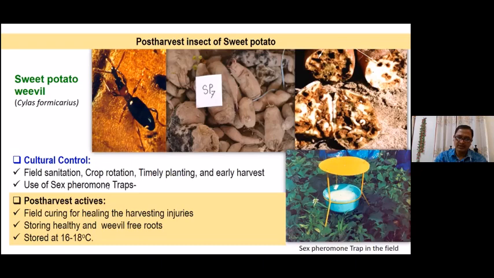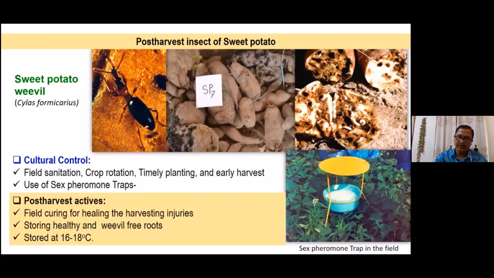So field sanitation is important. We can use crop rotation, because it is reported and proved that crop rotation helps to minimize or eliminate these insects. Then timely planting and harvesting are also important. Early harvesting helps to eliminate them. If harvesting is delayed somehow, then the crop will be severely affected by the sweet potato weevil. In some areas of the world, especially in African countries, people are using pheromone traps for controlling the weevil. We cannot use them yet, but I got a report from findings in African countries. They have been using this pheromone trap for controlling this weevil, and they got good results.